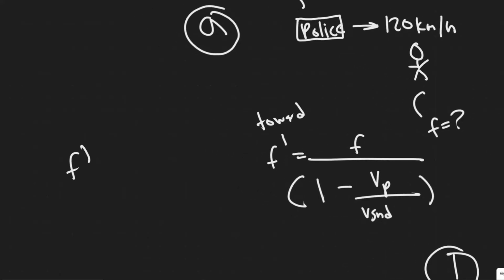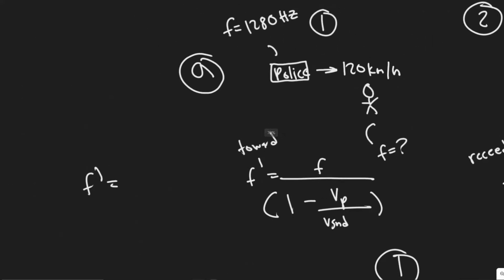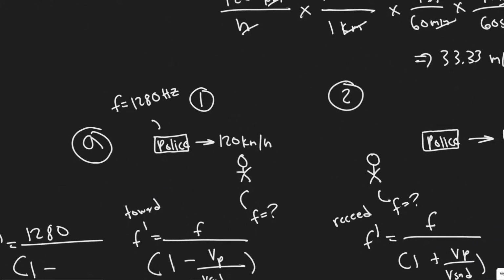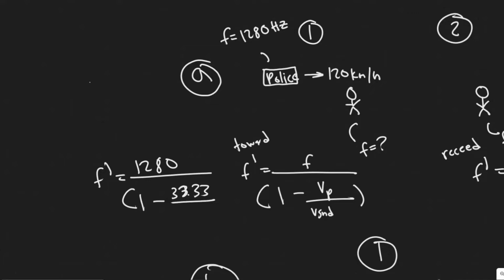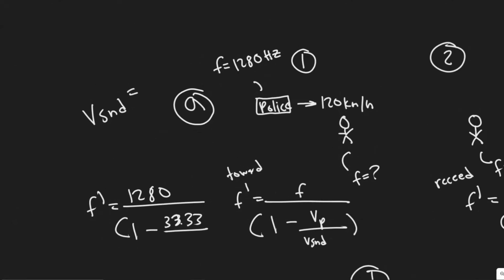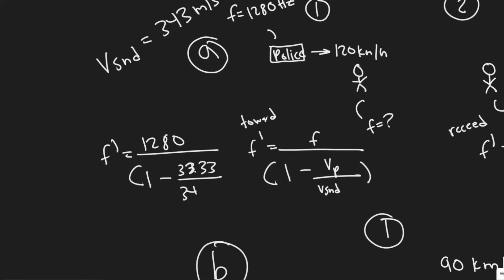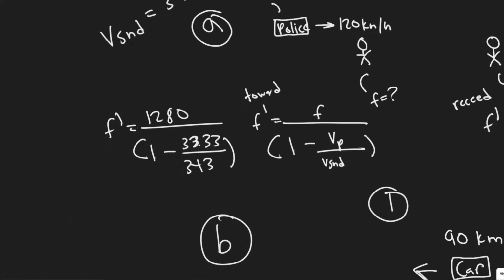So f prime is equal to the frequency, which we know is 1,280 hertz, divided by 1 minus the velocity of the police car, which is what we just found up here, 33.33 meters per second. And then the velocity of sound, I didn't mention that, but it's just a constant value. We're assuming this is at 20 degrees Celsius, and so the sound travels at 343 meters per second. So let's plug this in.